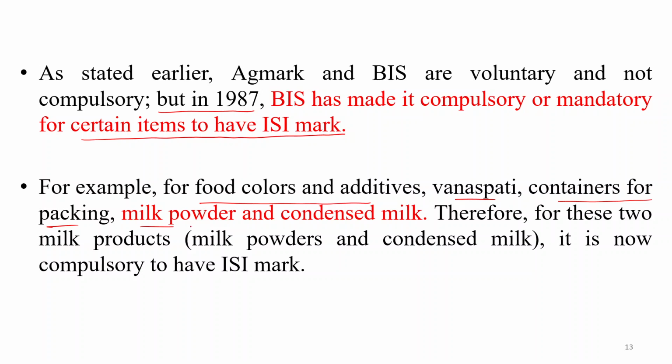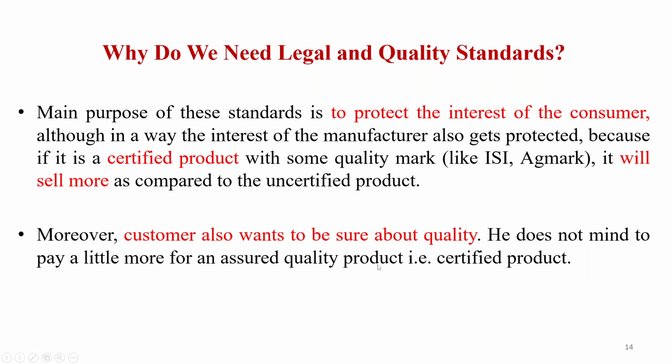Milk powder and condensed milk. Therefore, for these two milk products, that is milk powder and condensed milk, it is now compulsory to have the ISI mark. So if somebody asks you which are the two dairy products which are mandatory to have the BIS standards, these are milk powder and condensed milk. That was done in 1987.